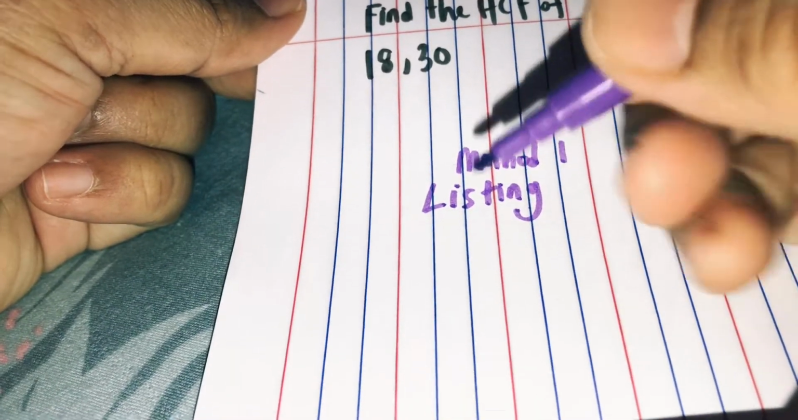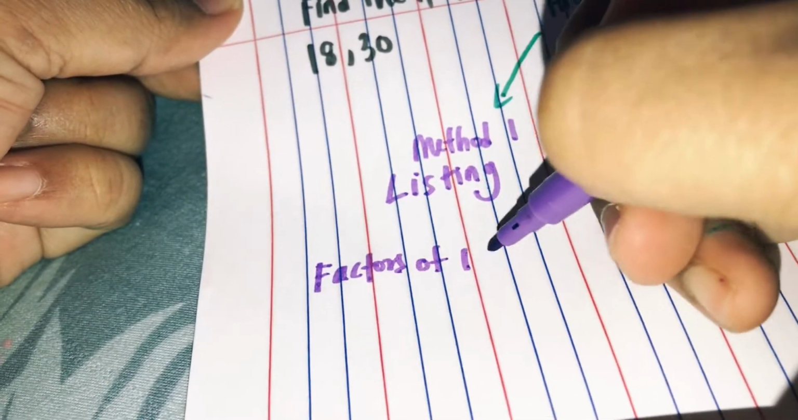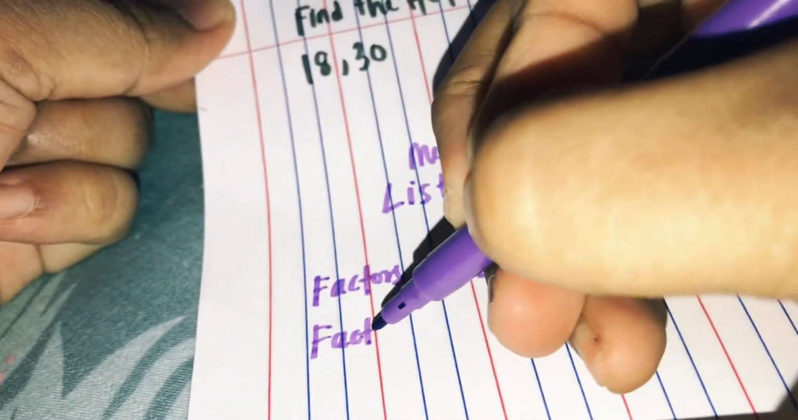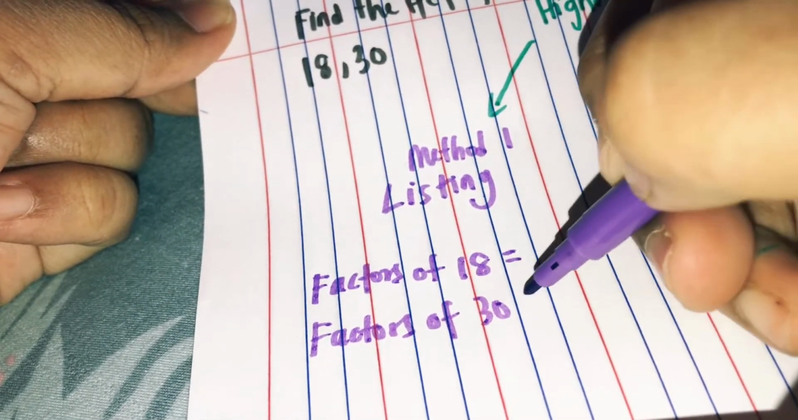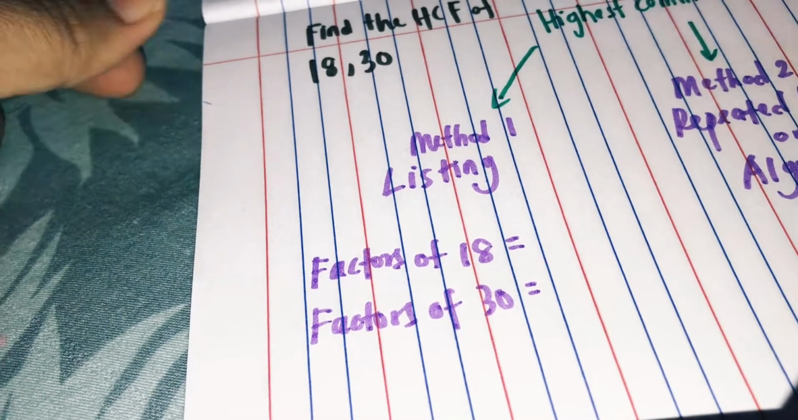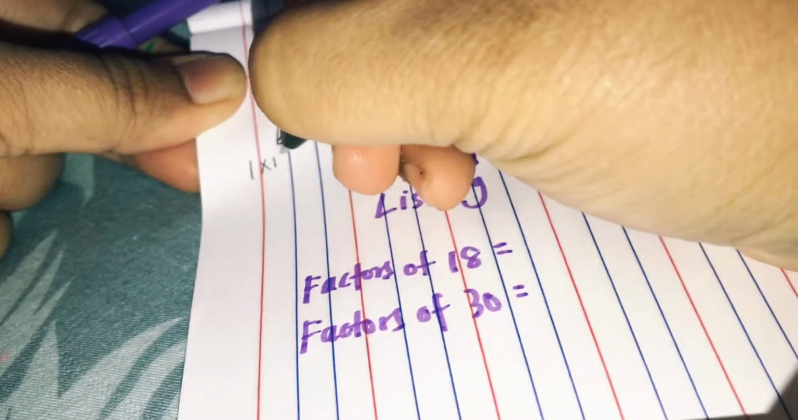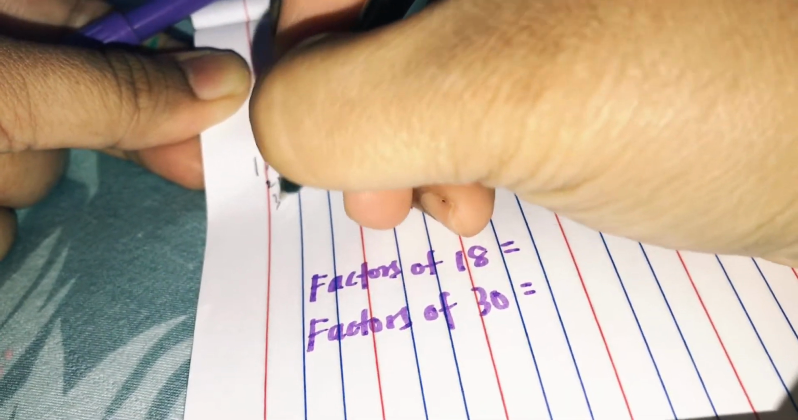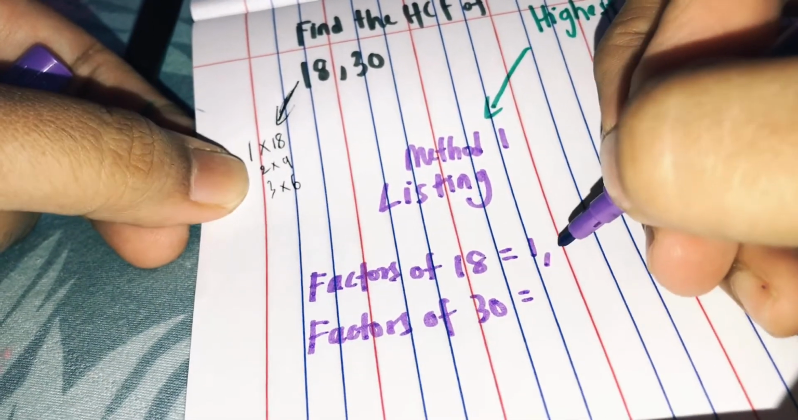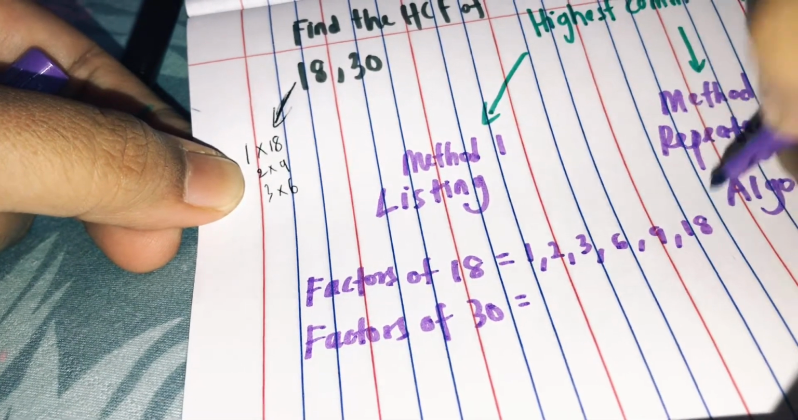First you have to list all the factors of 18, and then list the factors of 30. So list all the factors of 18 first. You know the factors of 18: 1 times 18, 2 times 9, 3 times 6. And then you can list here: 1, 2, 3, 6, 9, 18.